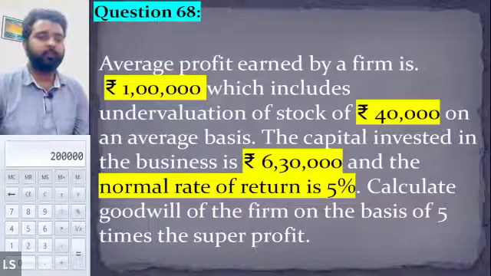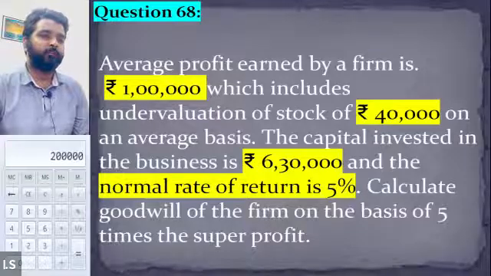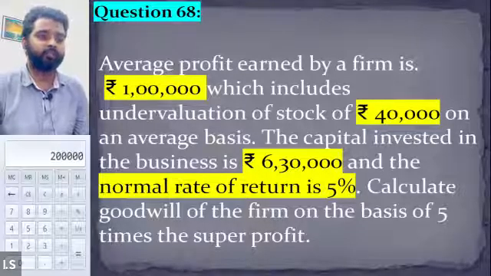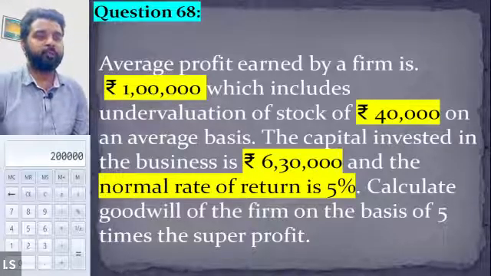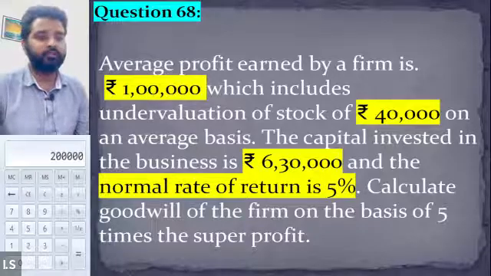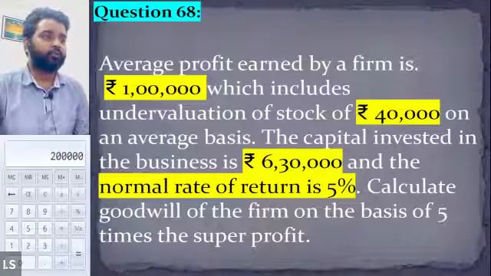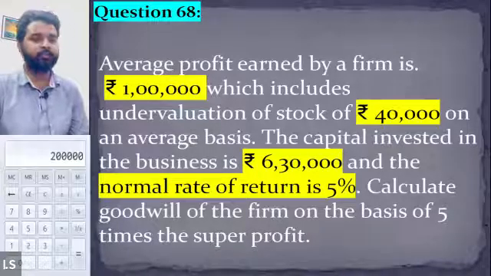Question is clear, everyone? Average profit is given as 1 lakh. But the question is also telling us there is an undervaluation of the stock over the period of time. On an average, there is an undervaluation of stock by 40,000 rupees. The question also gives us the capital invested in the business, which is 6,30,000. Normal rate of return is 5%. So we need to find out the super profit considering the number of years purchase, 5 years. I hope the question is clear to all of you.